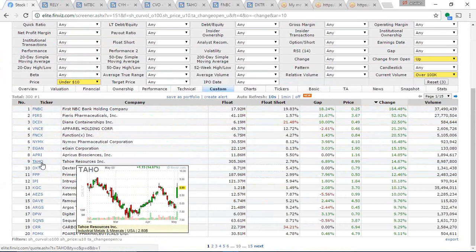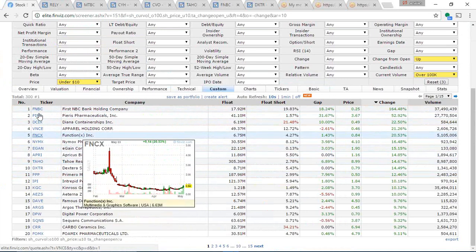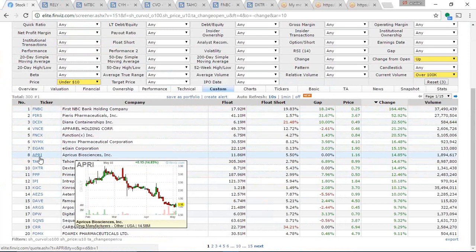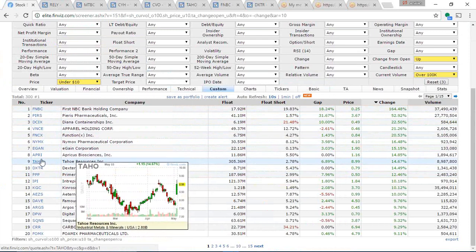Tahoe was in the top 5 early morning. Then as it got up, it got slower and slower and kept going down. But that was a top 5 stock throughout the morning. So between 8 and 8:40 is the best time to identify stocks you want to focus on.